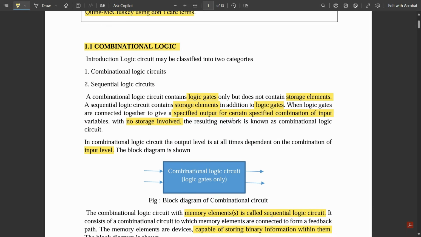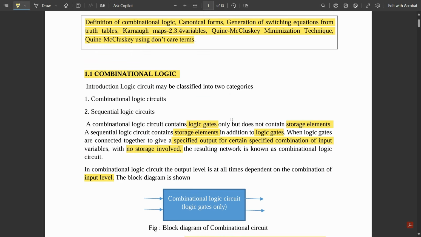I had discussed with you the first topic of module 1, that is based on the combinational logic circuit. In detail, I've told you what we mean by a combinational circuit, along with the block diagram, as well as some explanation comparing it with the sequential circuit. So this topic is very important, guys. This is a very fixed question from the final exam point of view. Also, you could be expecting this for your upcoming internal test. So this is very important, guys.